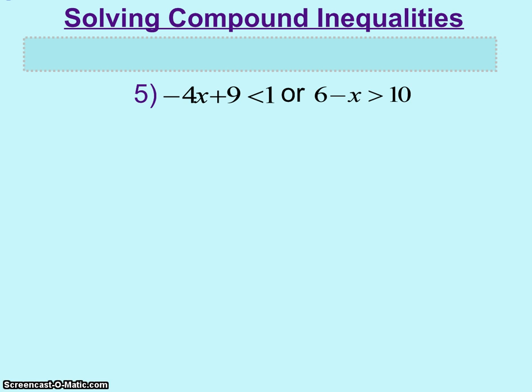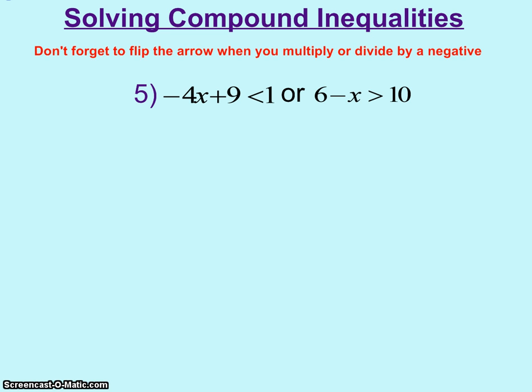Number 5. Again, don't forget to flip the arrow when you multiply or divide by a negative. This one is actually already separated into two problems. If you notice, the or right here separates them into two problems. So go ahead and take the first one, and let's subtract 9. So I have negative 4x is less than negative 8.